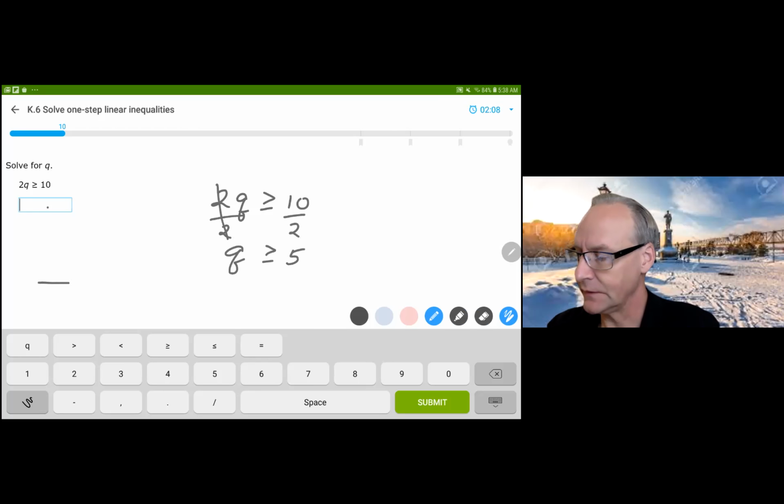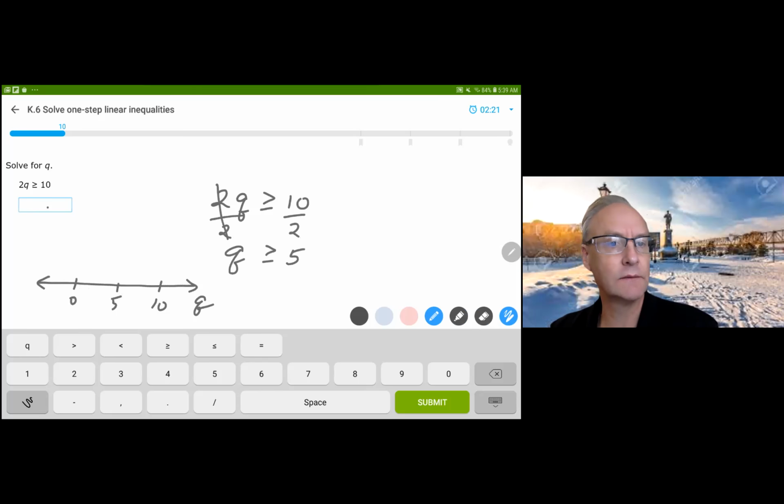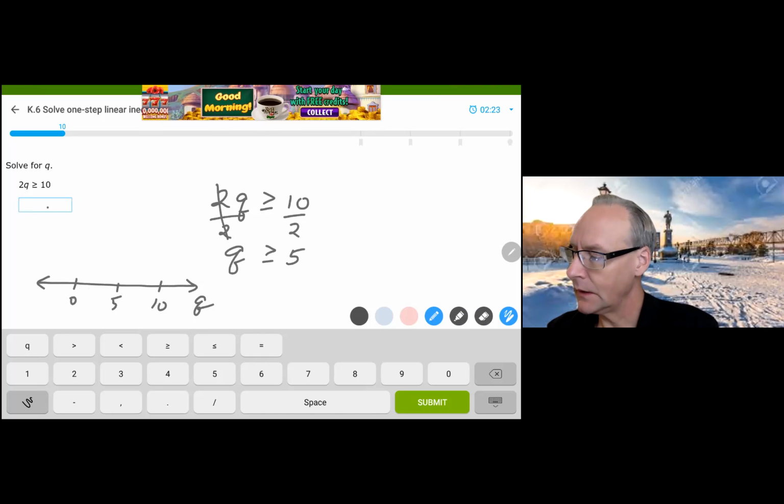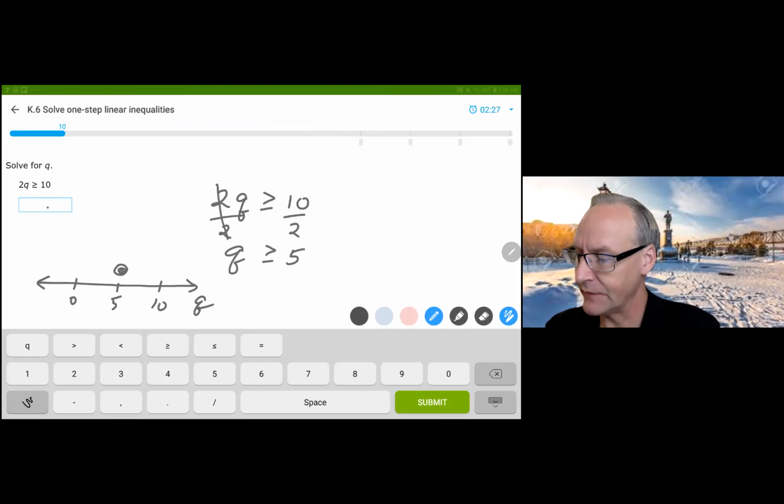And the difference is we're going the other way. We're going with larger numbers. Here's my 0 and my 5 again. There's my 10. And this time we're talking about q. It's always good to label your number line. And we want to include 5 this time. And the way we indicate that is by filling in. And we're going to be larger than 5 or equal to.